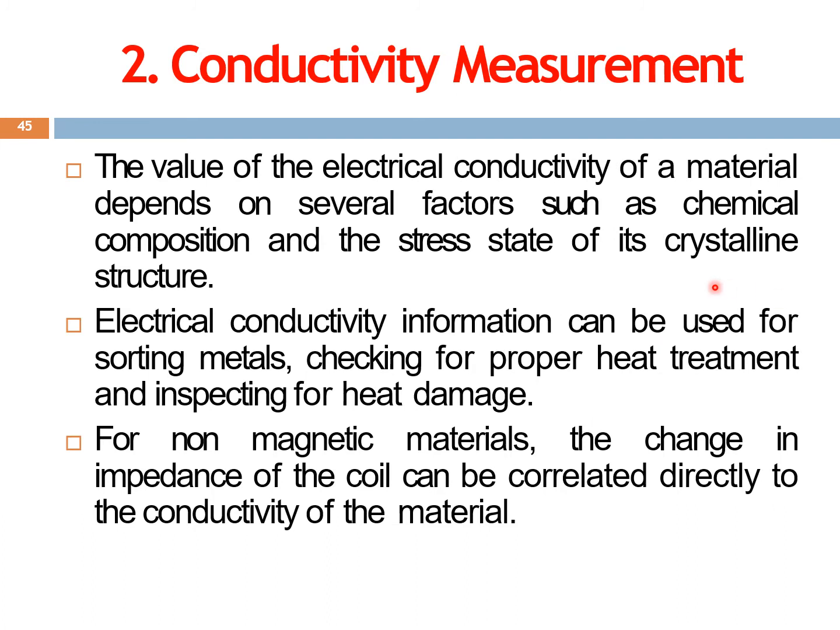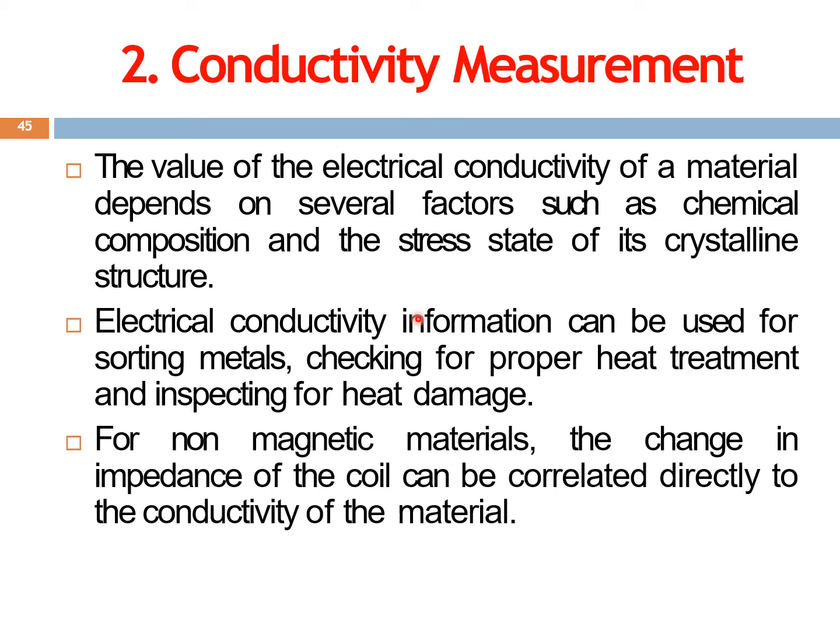Then the second one is conductivity measurement. For conductivity measurement, we look at the change in impedance of the coil. For any material, magnetic or non-magnetic, there is a change in impedance of the coil. That change in impedance is directly correlated to the conductivity of the material. By using experimental correlation methods, the conductivity of a material can be related to the change in impedance of the coil. So we can measure the change in impedance of the coil and directly find out whether the conductivity of the material is correct or not.